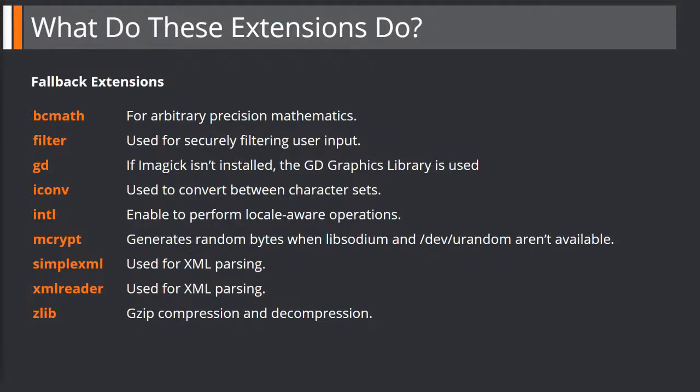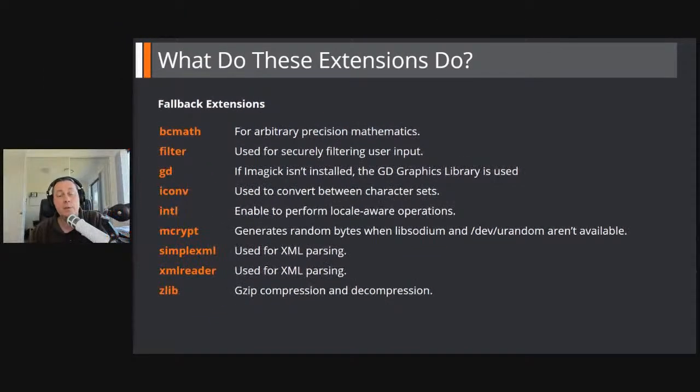So we have BC Math, so that's for mathematics. We've got Filter for filtering user input like forms and things. GD is a graphics library, and it's used if the newer one, ImageMagick, isn't installed, like a fallback for that. ICONV is used to convert between different character sets, so different languages. WordPress international language downloads overtook English many years ago, so there's more people using international WordPress languages than English, so that's definitely something that's needed.